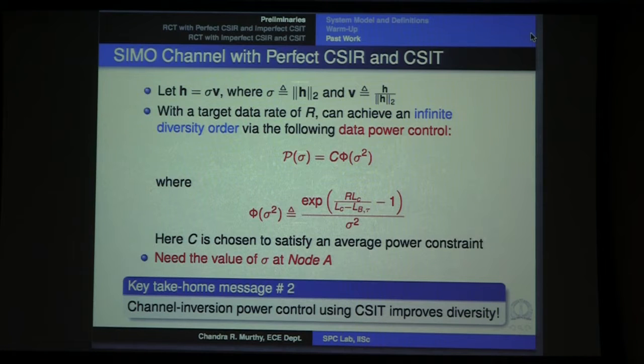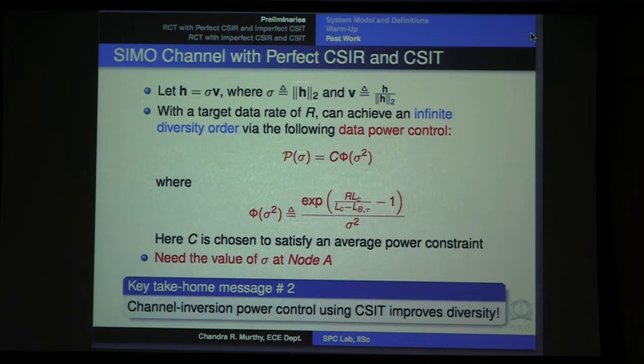So the answer is very simple, although it's written in a slightly more complicated way here. You can achieve an infinite diversity order if you do a simple channel inversion power control. This P of sigma written here is looking at the target data rate and the current channel state, where what matters is the singular value of the channel. So say the channel H is written as sigma times B. B is a beamforming vector in the direction of the channel. Sigma is just the singular value.